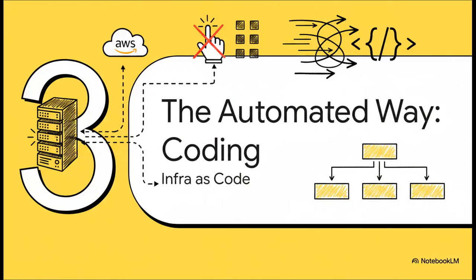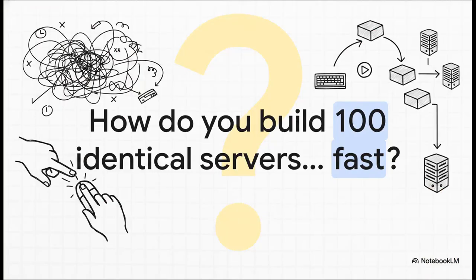So yeah, to get past those problems, we need to think like a pro. We need to go the automated route. It's time to put the mouse down and start coding. And this right here, this is the question every team hits at some point. You've built one. Awesome. Now how do you build 100 of them? All exactly the same and fast.